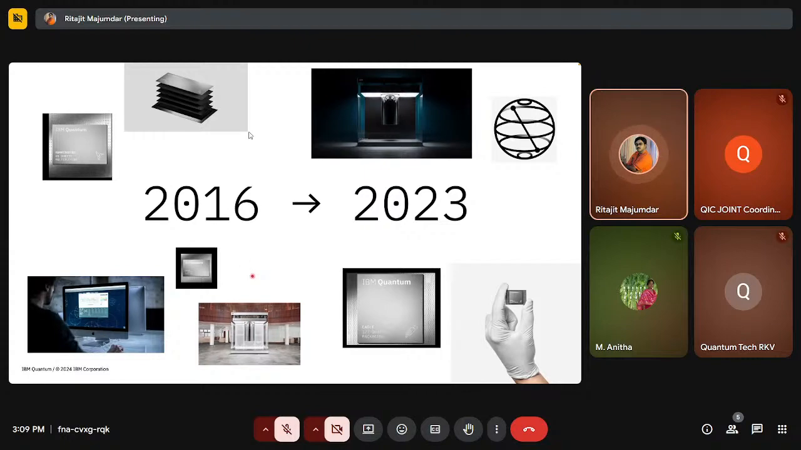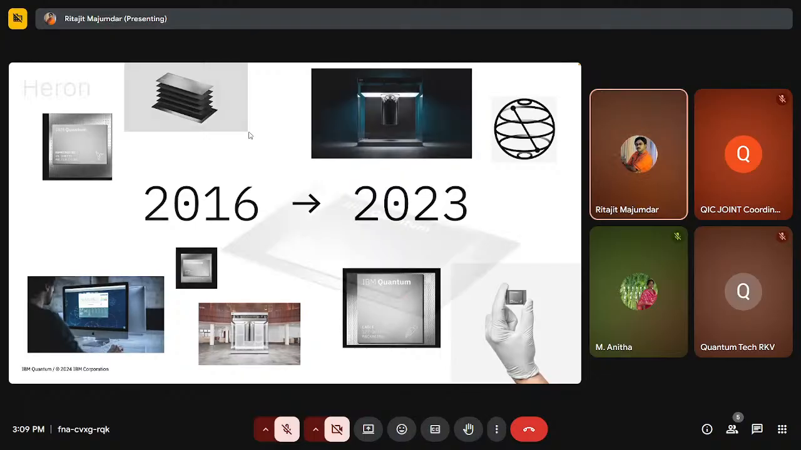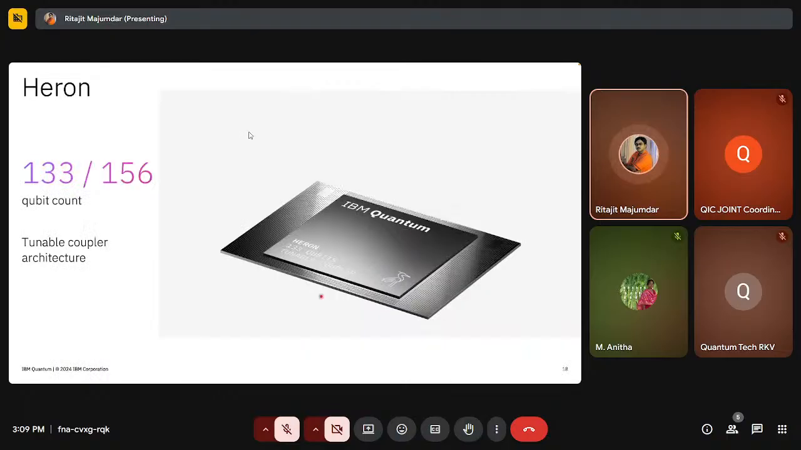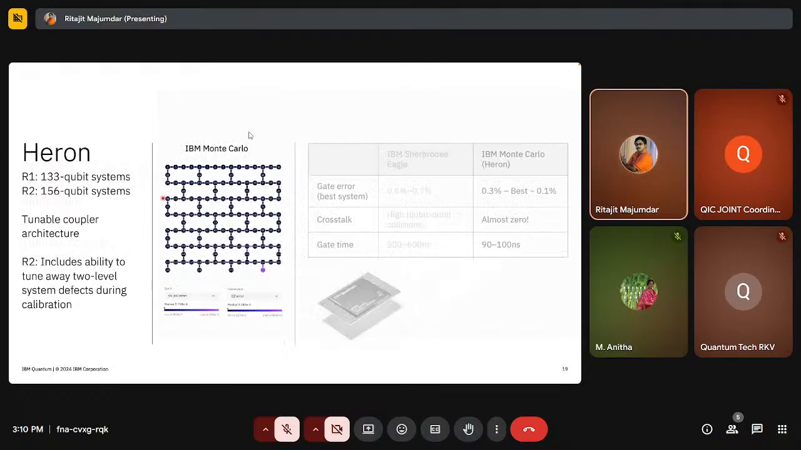This is how much it has evolved in 70 years. Going from 2023 to 2025, we have our most powerful family, called Heron. R1 has 133 qubits, R2 has 156 qubits, and we don't need to go into this too much.